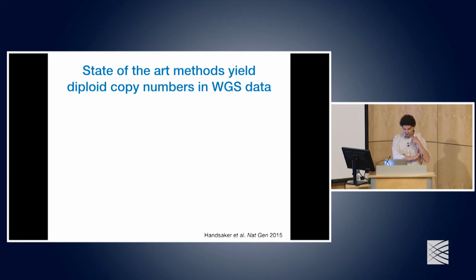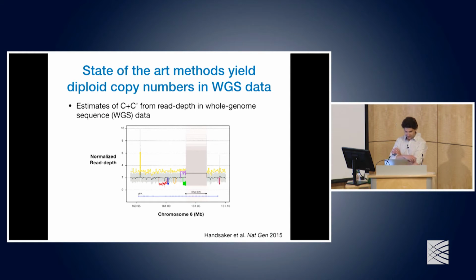State-of-the-art methods estimate VNTR numbers, genotype VNTRs, from data in whole genome sequencing. The reference here is Handsaker et al.'s 2015 Nature Genetics paper, where these authors gave a method to estimate diploid copy numbers, that is the sum C plus C primed across the two alleles, of the VNTRs, from read depth in whole genome sequence data.